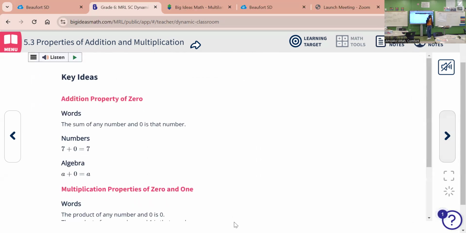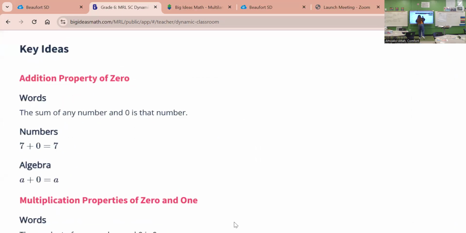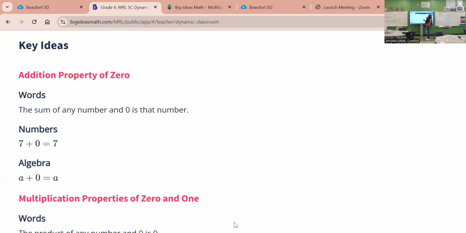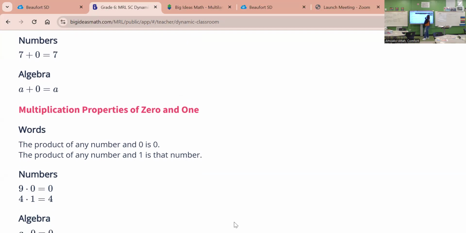This one is the addition property of 0. The sum of any number and 0 is that number, of course, we know, right? So any number plus 0 is just that number. So a plus 0 is equal to a. 100 plus 0 is equal to 100. 2 plus 0 is equal to 2. Any number added to 0 is equal to that number.